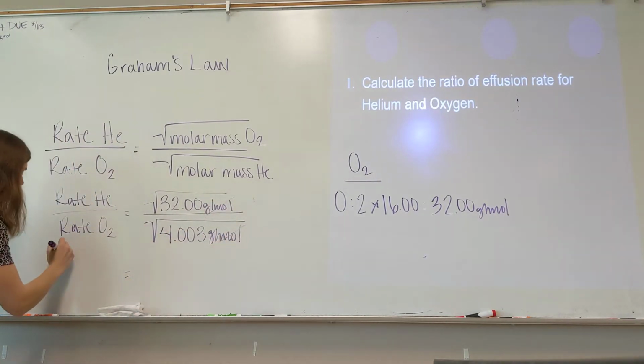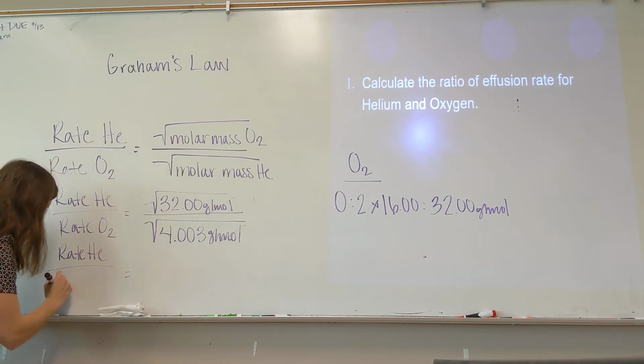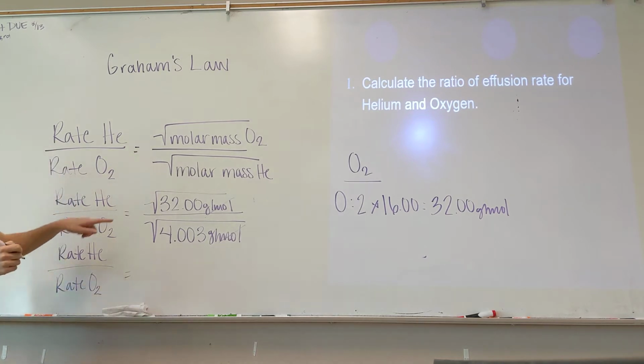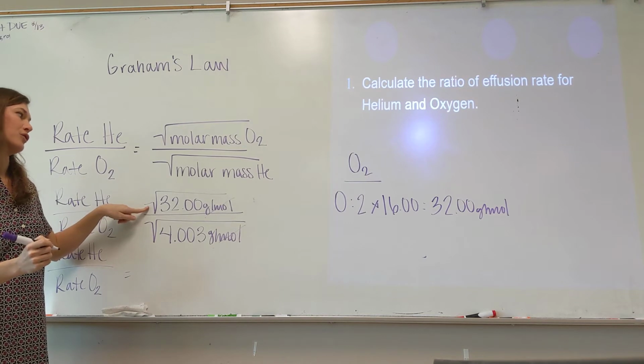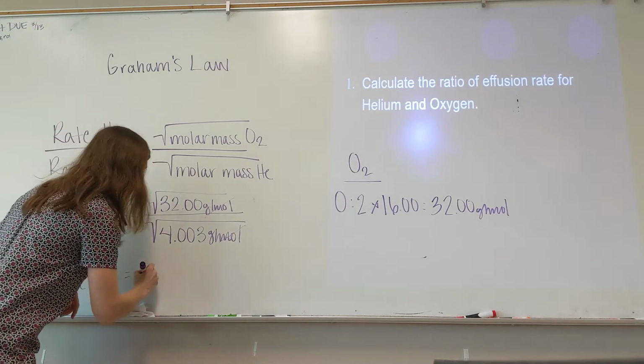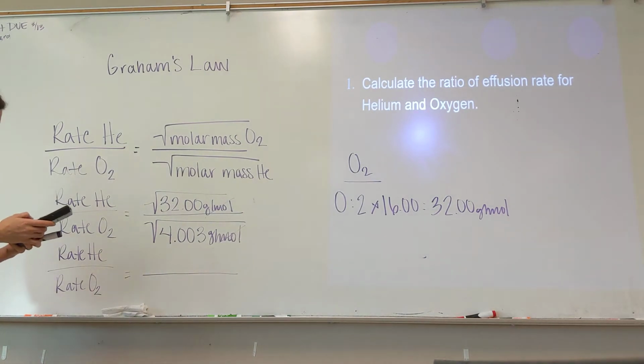The square roots of the grams per mole are going to cancel. You can plug that straight into your calculator. Or you could take the square root of 32 and the square root of 4.003. I'll do that since this is our first problem. So I'm going to do the square root of 32, which is 5.65.